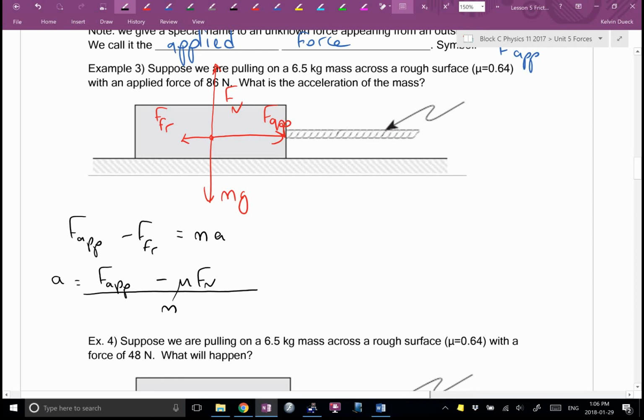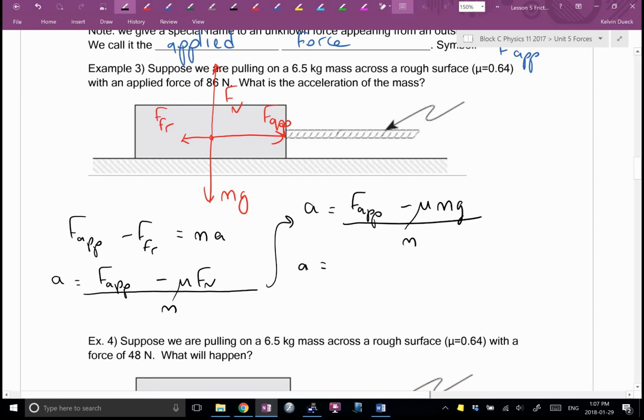So I can say this. The acceleration is going to be F applied minus mu mg. Now, this is important. Friction is not mu mg. Friction is what times what? Mu times the normal force. And right now, because I'm giving you boring questions, mg and the normal force are the same. That's going to change. So don't ever memorize friction equals mu mg. Don't ever say that to me. Friction is what times what, Chloe? Mu times the normal force. Thank you. Divide by m.